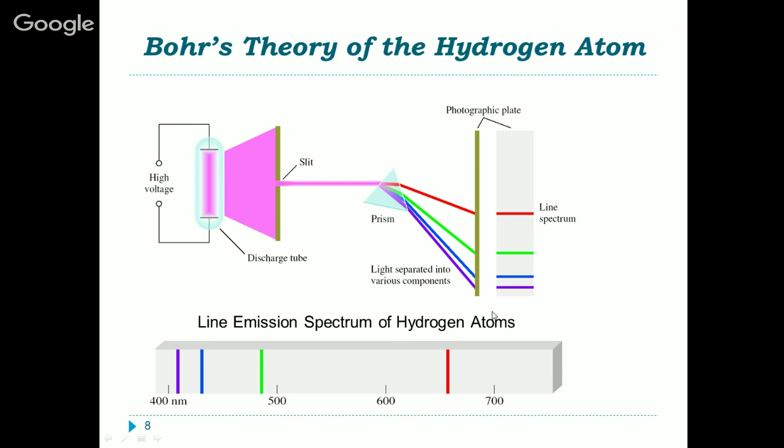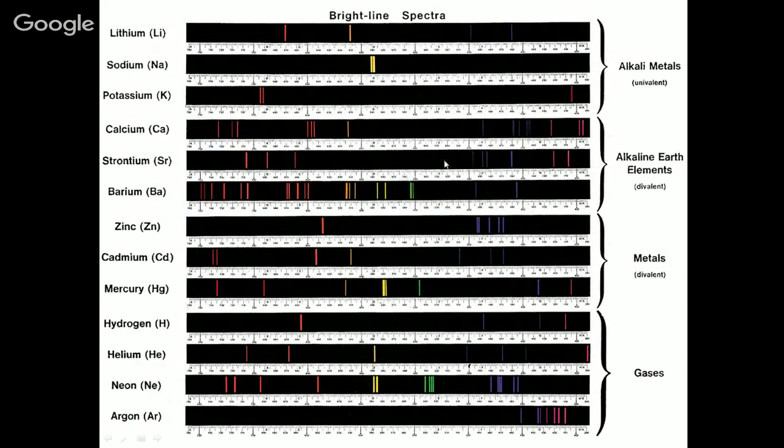There were always these same specific colors at these same specific wavelengths, no matter how much of a sample of hydrogen you have. So this is what we call the line emission spectrum of hydrogen. You will always see these colors for hydrogen. It's like a fingerprint. Every element has a different line spectrum.